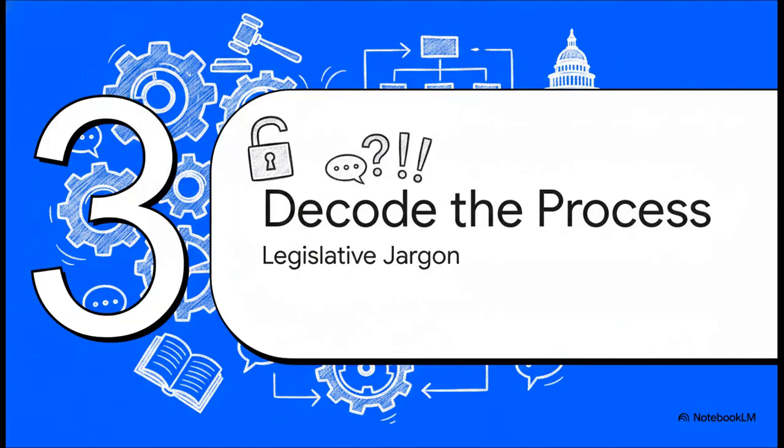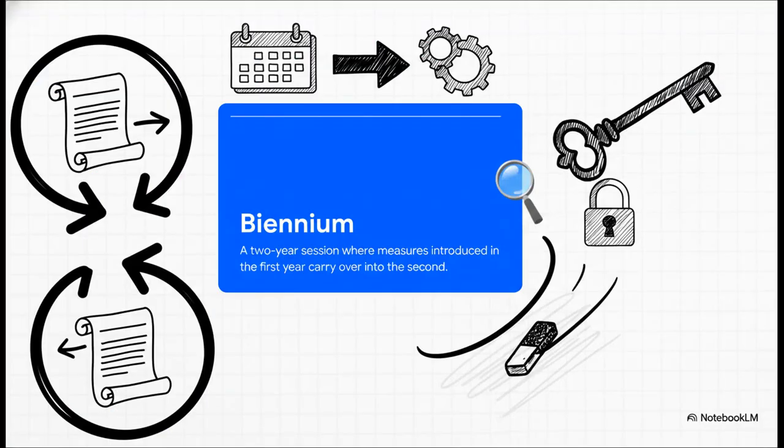All right, Phase 3, Decode. Let's make sense of the legislative process. You're going to see the word biennium a lot. It basically refers to a 2-year legislative session where measures introduced in the first year can carry over into the second year. So a bill introduced in 2023 was still very much alive in 2024. However, the start of a brand new biennium, like 2025 for instance, means the slate is wiped completely clean. You're starting fresh with all new measures.